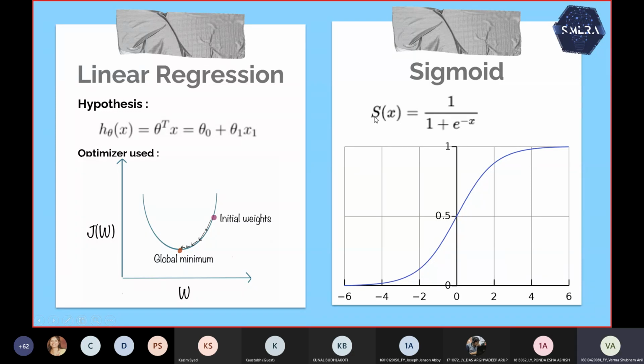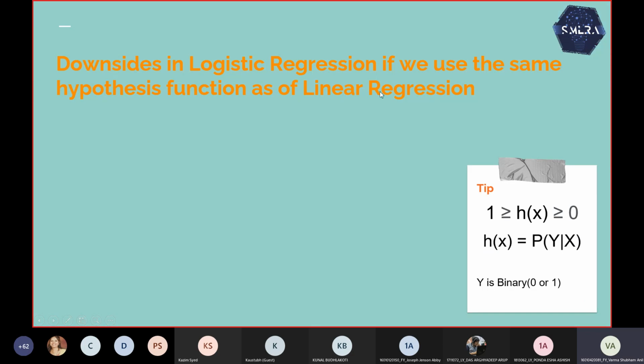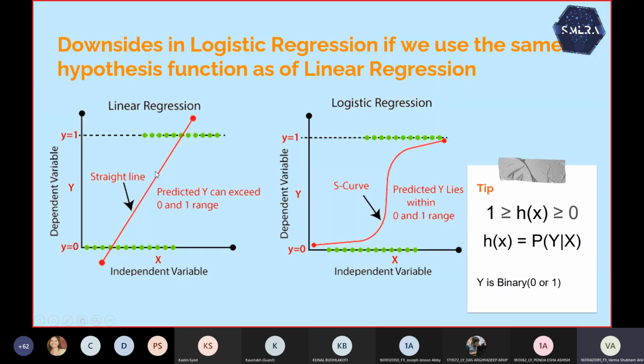So guys, what do you think can happen if I use linear regression instead of logistic regression? Can you give some examples of what can happen? If not, okay, let me put a graph for you. In this graph, you can see this was linear regression, this was logistic regression.